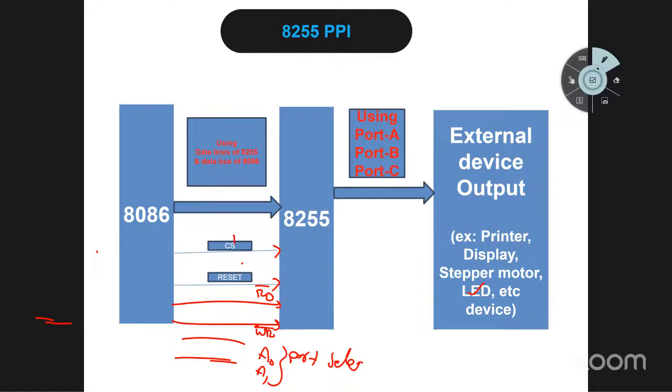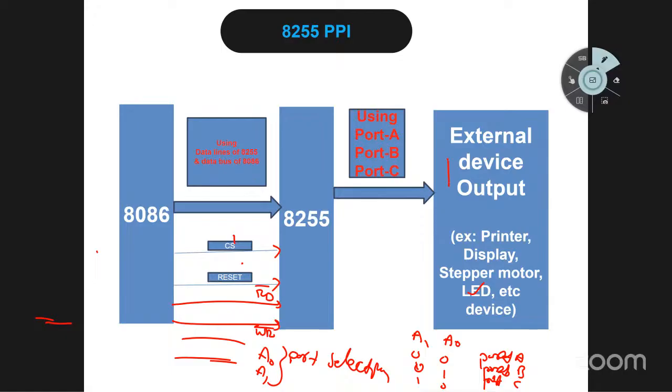Port A, the A0 and A1 for port selection, that is A1, A0. 0, 0 is port A, 0, 1 is port B, 1, 0 is port C. These are the port selections. Okay. Now, here simply you can connect the LED.